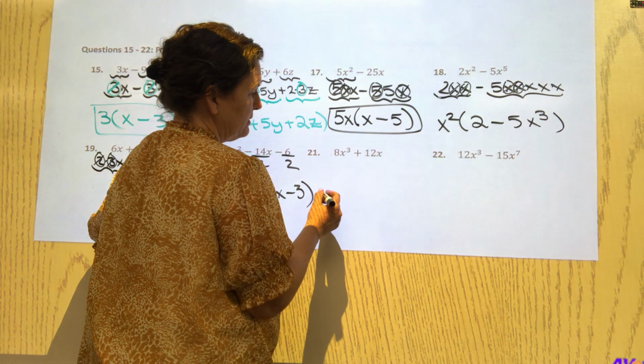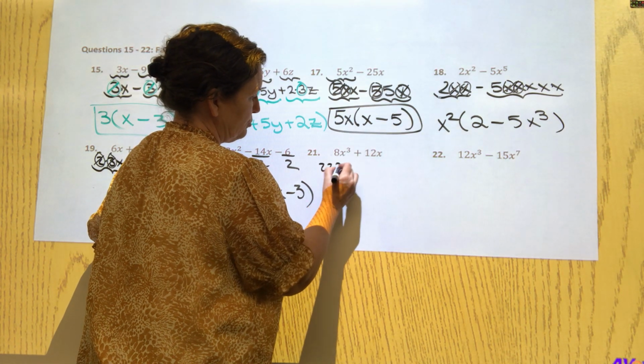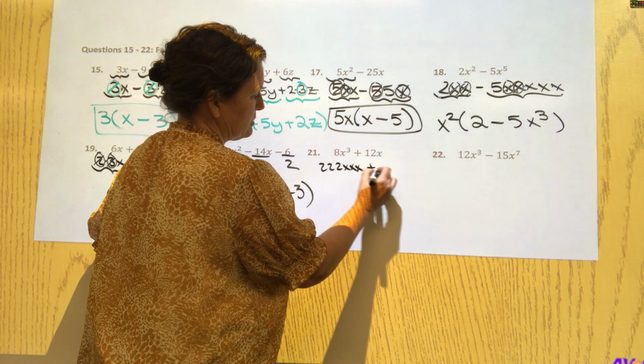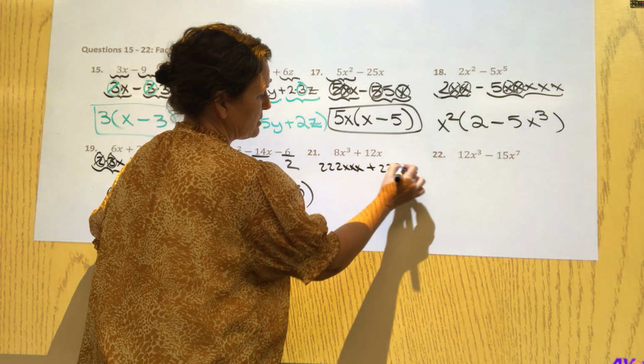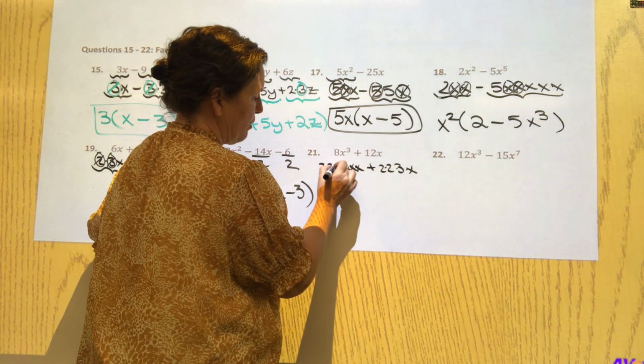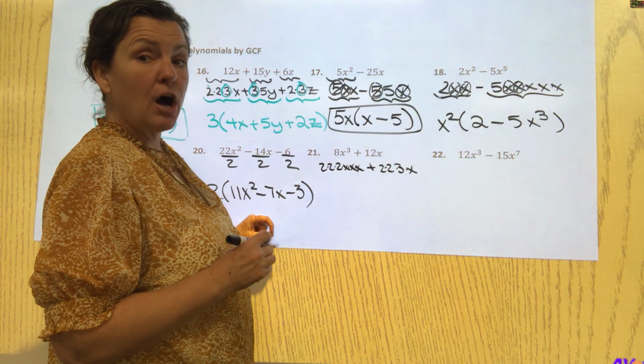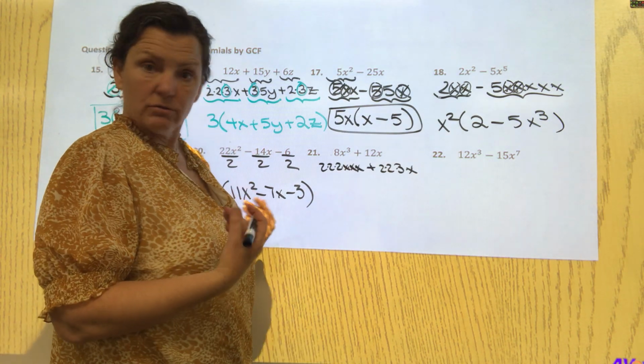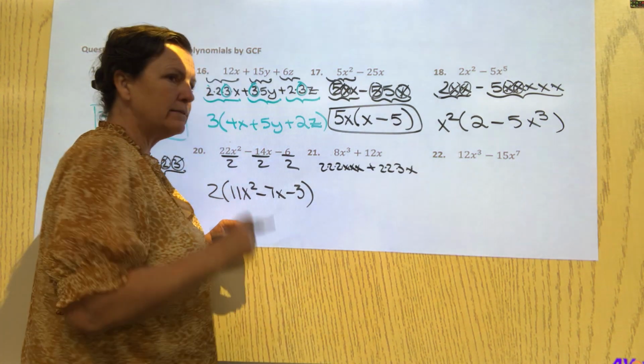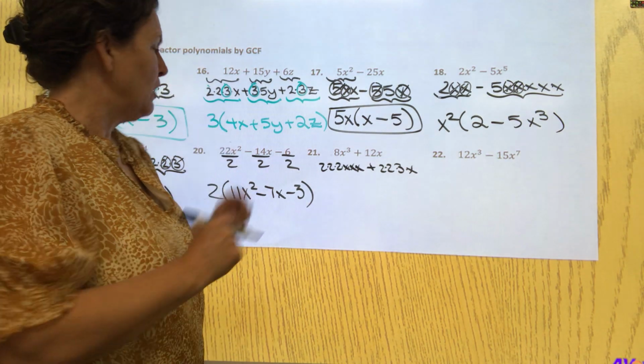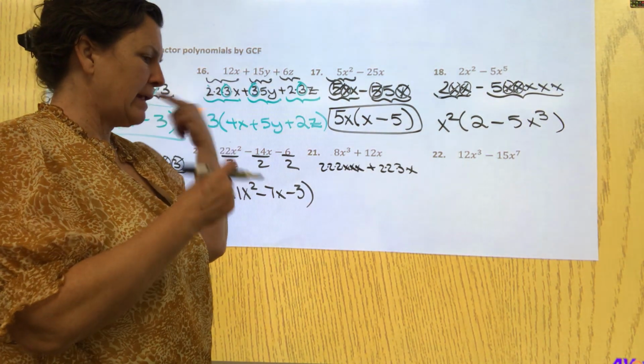This one is a great one. It's 2 times 2 times x times x plus 2 times 3 times x. When in doubt, write it out. I'm looking for things they have in common so I can bring them out.